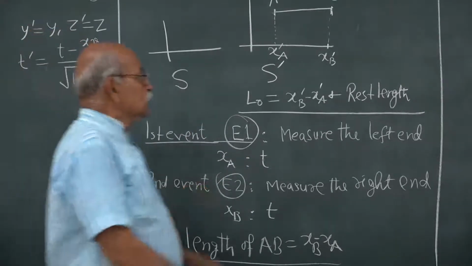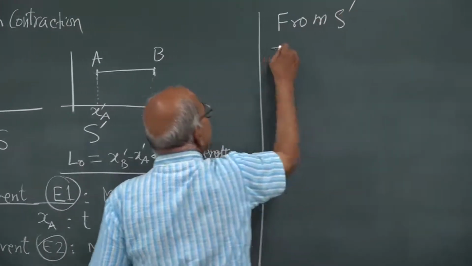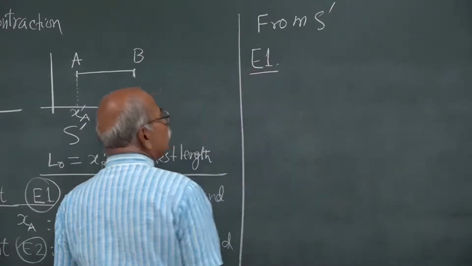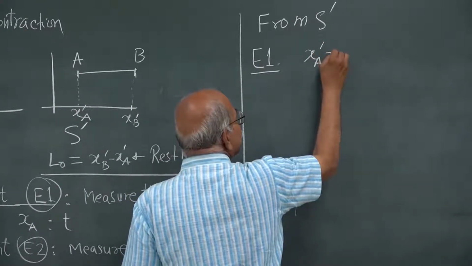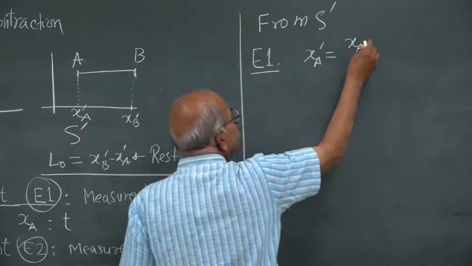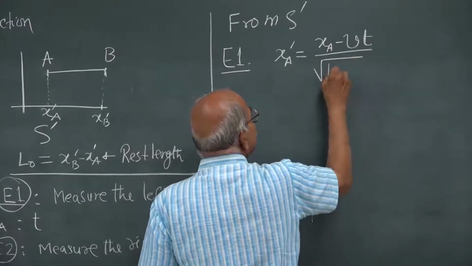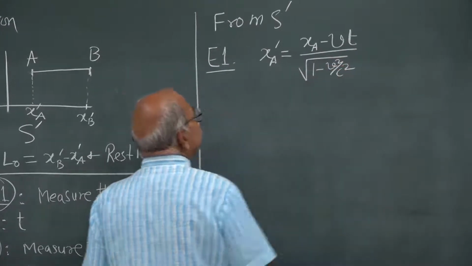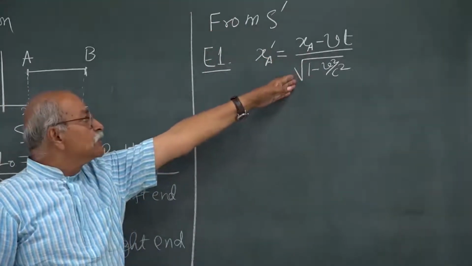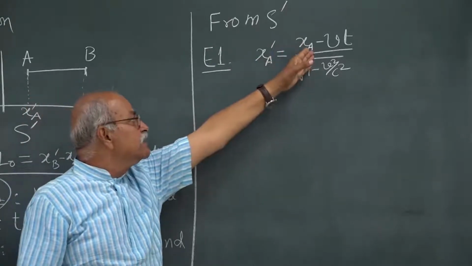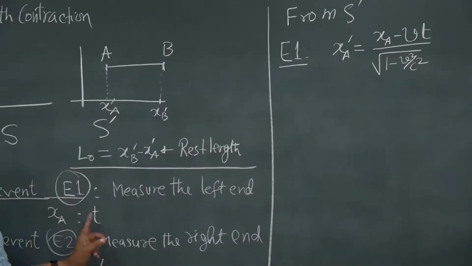Lorentz transformation. So, in S prime, for event E1, what is the coordinate? This will be, let us say, x a prime, which will be x a and then minus v into t divided by square root of 1 minus v square by c square. That is the Lorentz transformation: x prime is x minus vt divided by this factor. So, x a prime will be given by x a here and then minus v into t. So, this is E1, x a here and t here.